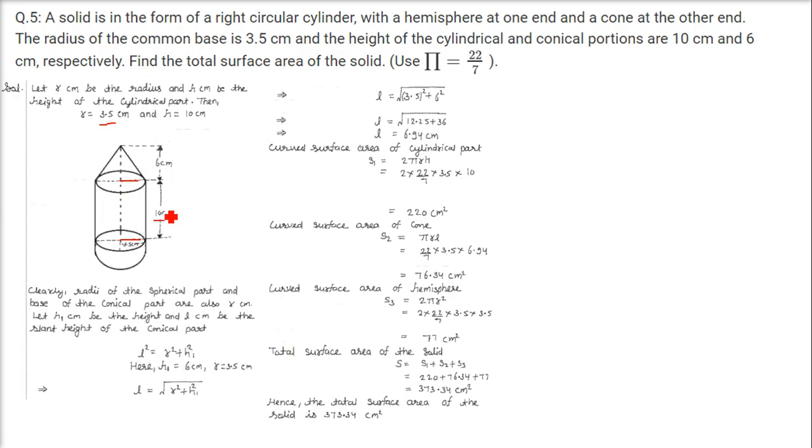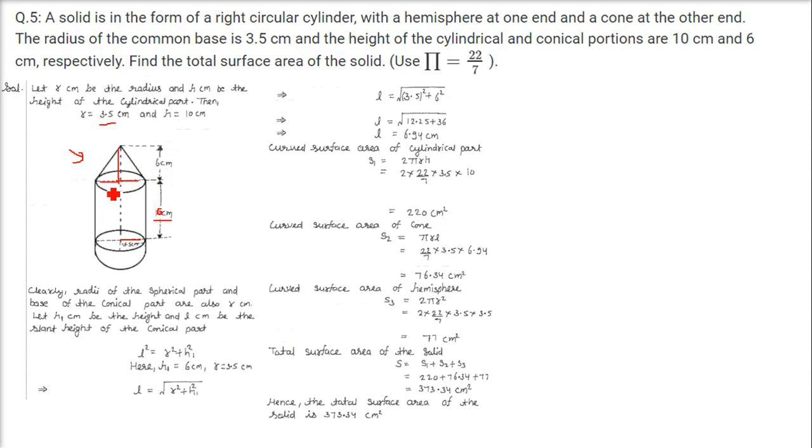So the height of the cylinder is this much, 10, and then 6 is the conical portion. So 6 is this one. And we have to find out the total surface area. So total surface area, let us start with the cone part.